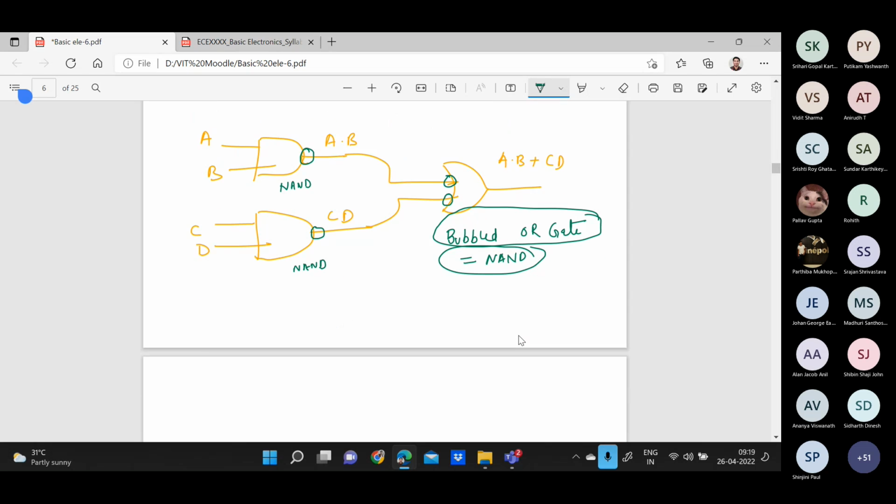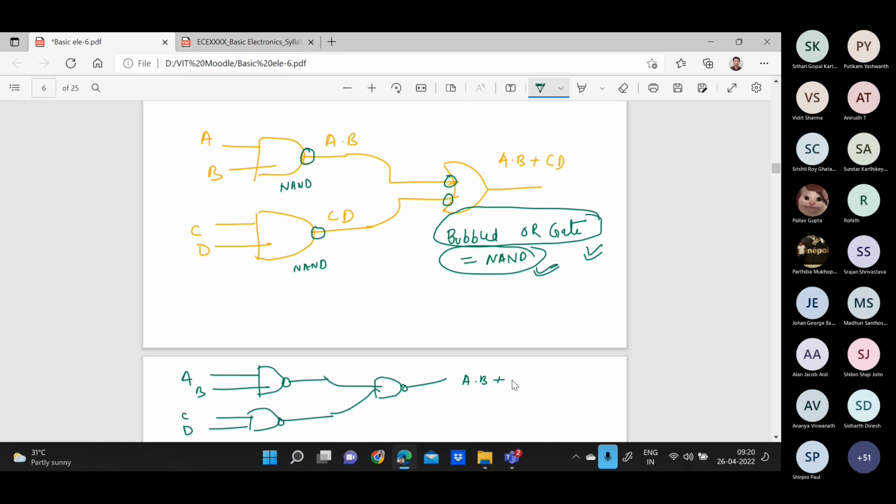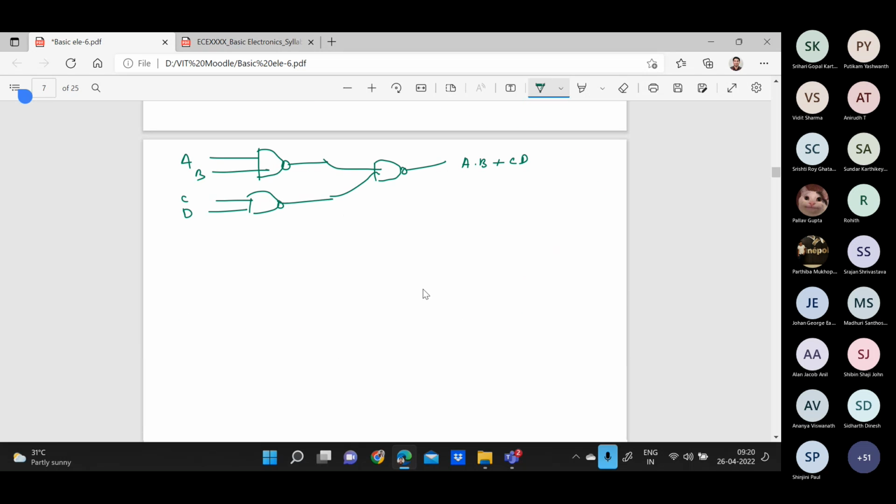So what we can do after this? You can again design this one like this. Both are the same thing, right? A, B. Again, here we were having the A, C, and D. After that, this bubbled OR gate is equivalent to NAND gate. So I can also draw one NAND gate here and then combine the inputs. So this is A dot B plus CD. Okay, so this is the way of finding or designing any circuit by using the universal gate.